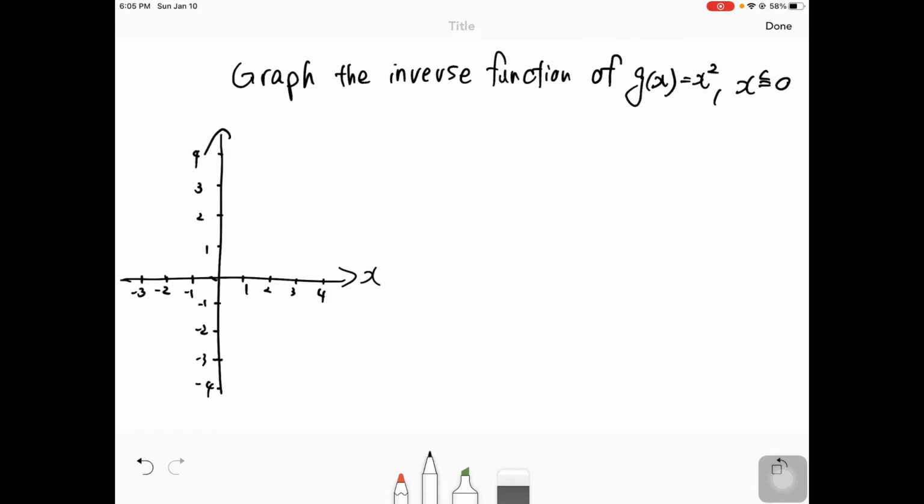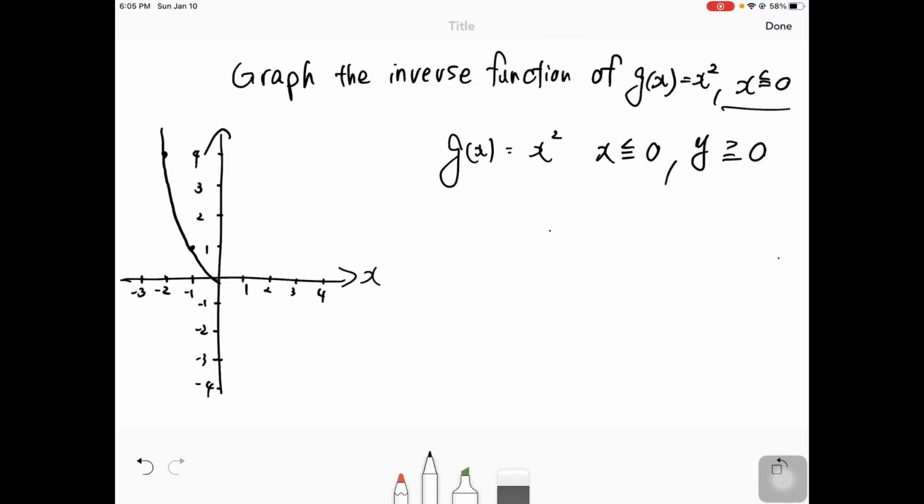First, I recommend you sketch the graph of g of x first. g of x equal x squared. And you have to be careful this time. You have the restriction x is smaller than or equivalent to 0. So you sketch only this side. Okay? And now you got this restriction x is smaller than or equivalent to 0, and y is bigger than or equivalent to 0.